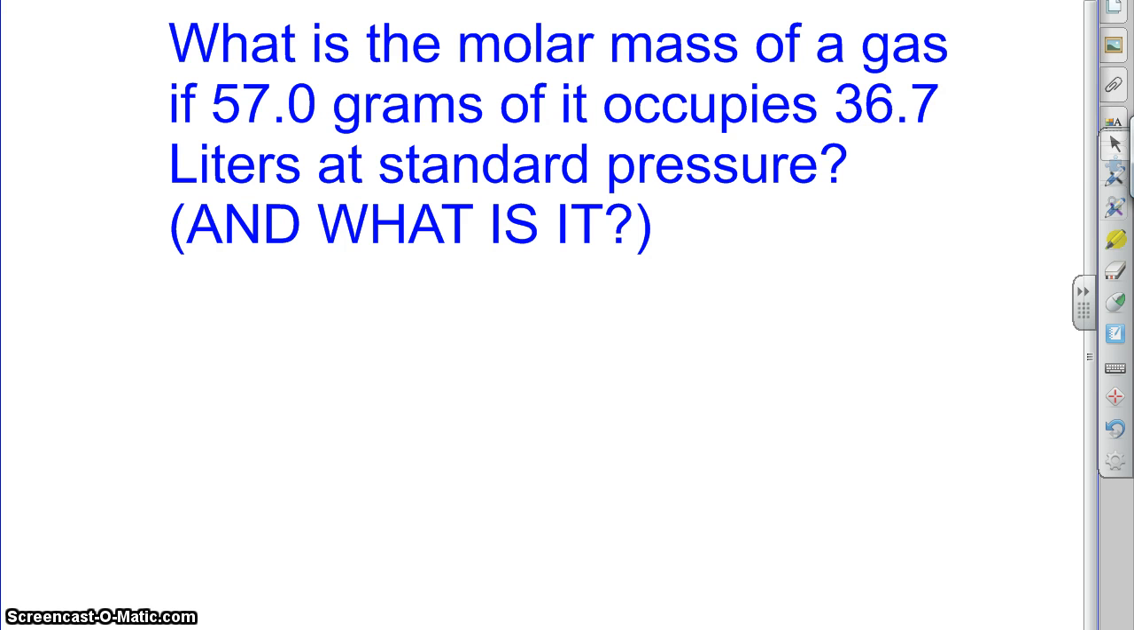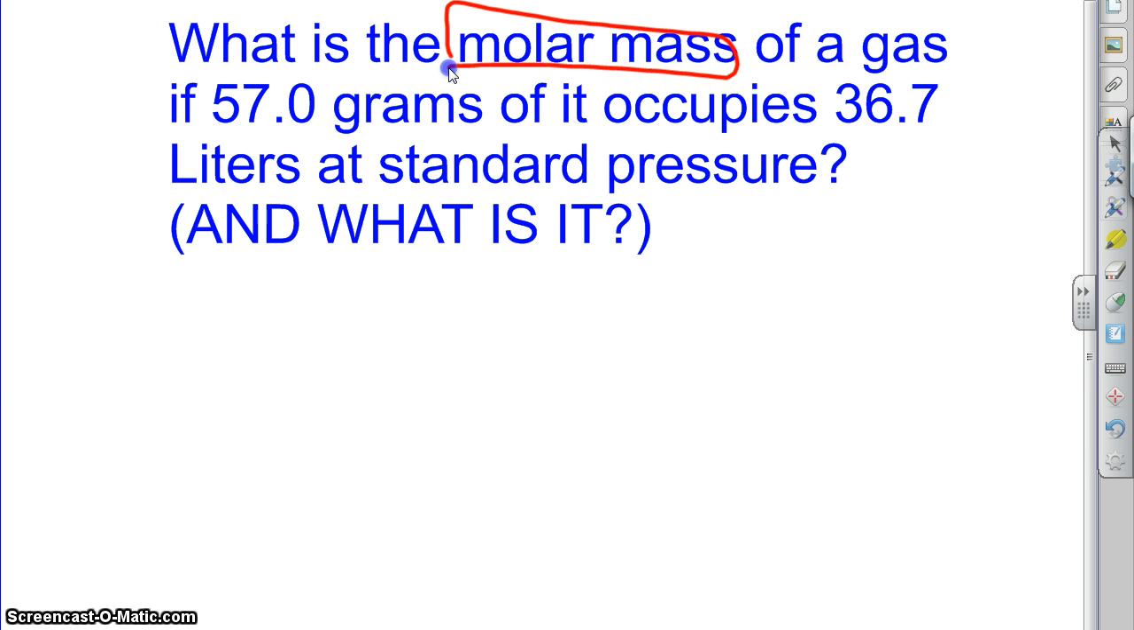What is the molar mass of a gas if 57.0 grams of it occupies 36.7 liters of space at standard pressure? And by the way, what is it? This is a kind of question that you could use the ideal gas law to find. Notice it doesn't give beginning and end, it just gives you information and asks for other information. That is ideal. So the thing that it's asking you for is the molar mass.